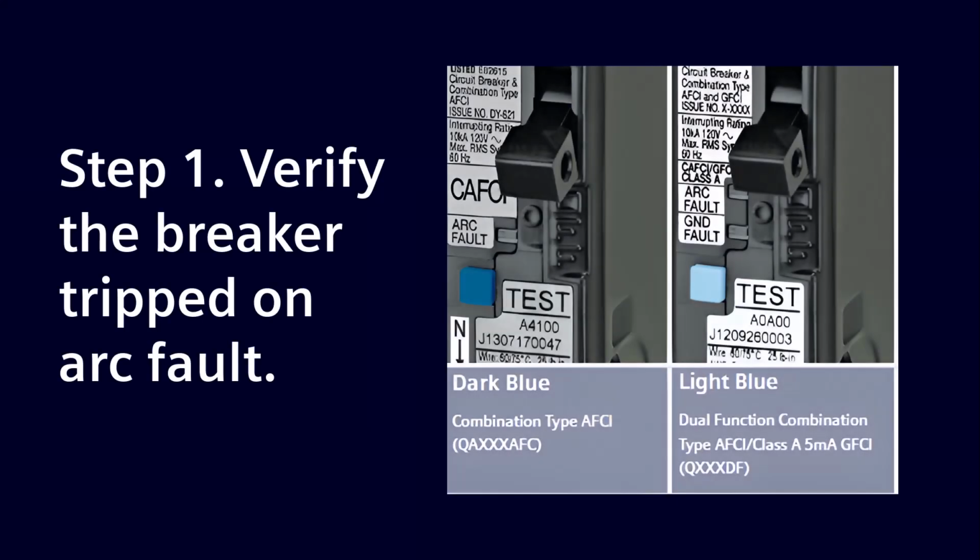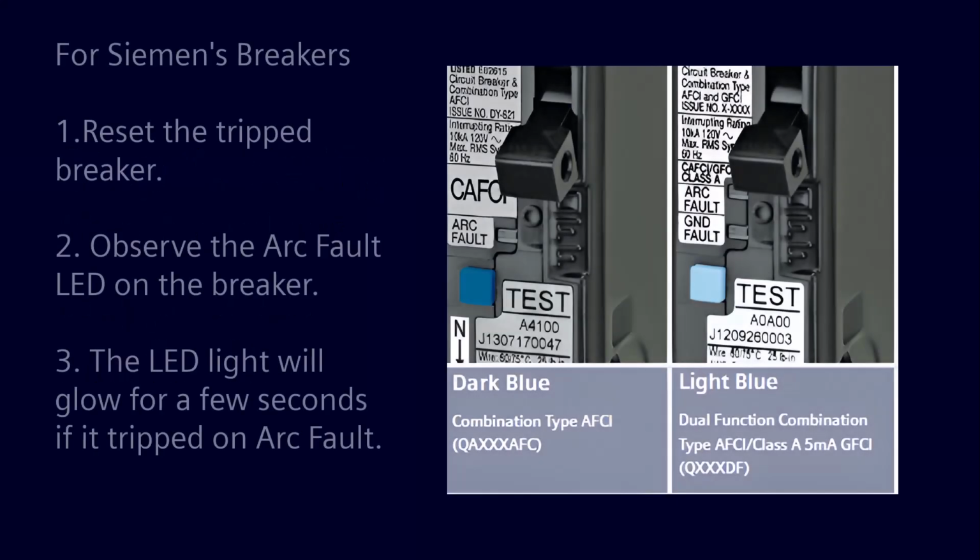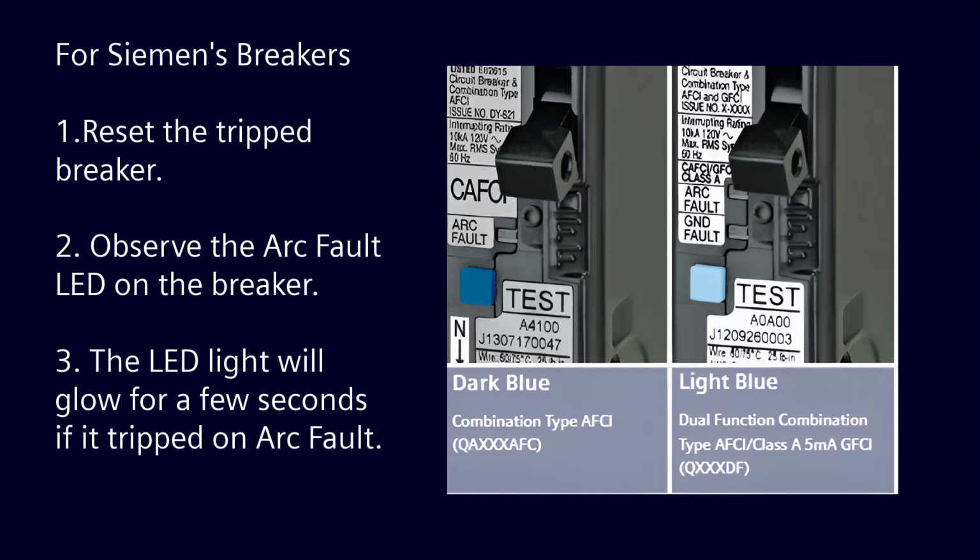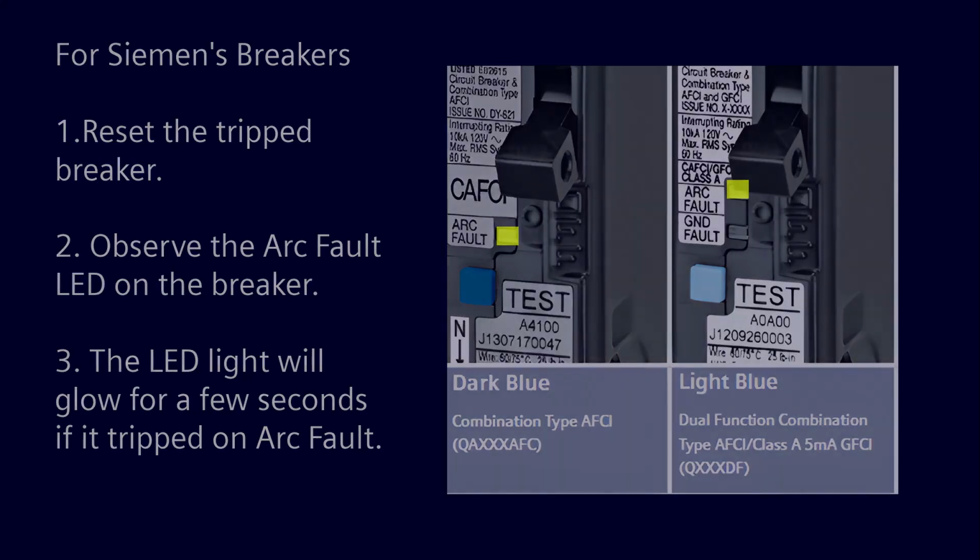First, verify the breaker tripped on an arc fault. Go to the load center and identify the breaker that is tripped. For Siemens branded AFCI and dual function breakers, reset the breaker and verify that a single LED turns on for a few seconds. This indicates the breaker tripped on an arc fault. For other brands, refer to the manufacturer's instructions to verify that the breaker tripped on arc fault.